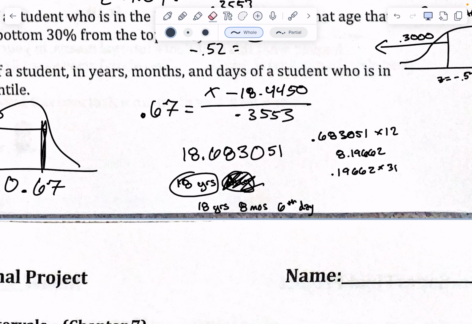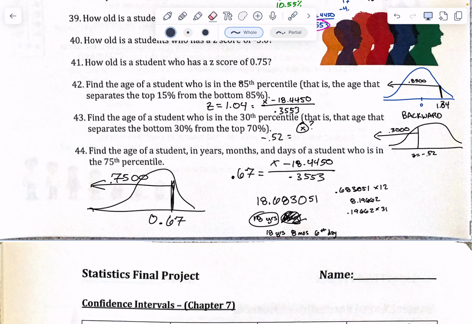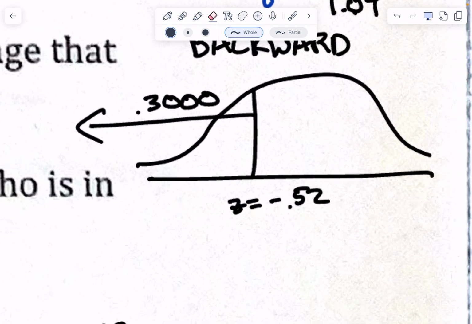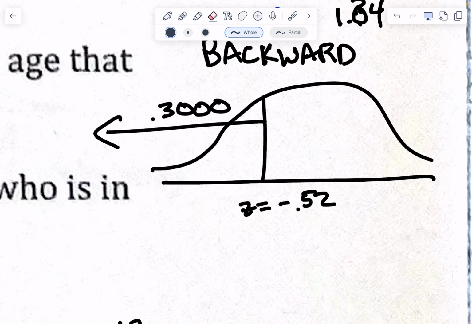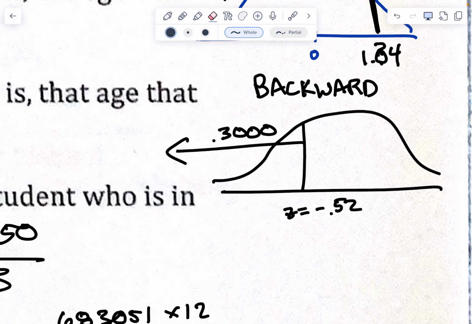Hold on, can we do number 43? We did just number 43. What'd you get? 18.26. 30% are lower than you. If you look that up backwards in the chart, negative, because you're on the left side of 0. Negative 0.52, right? Is closest to 30%. Yeah. Negative 0.52. Okay. All right.